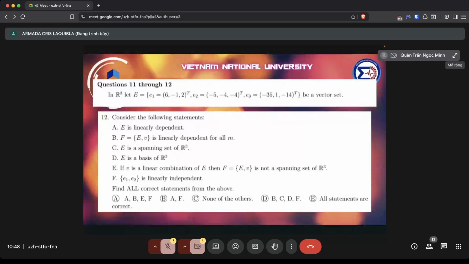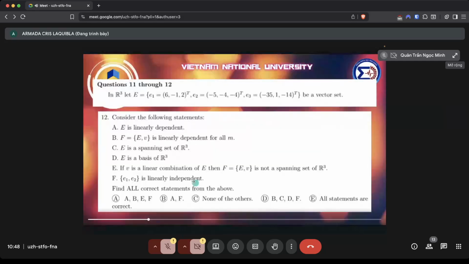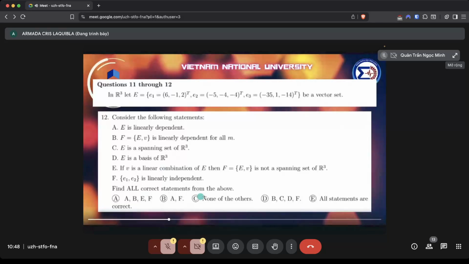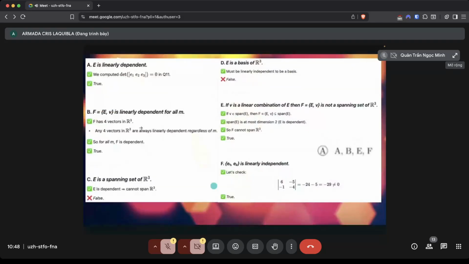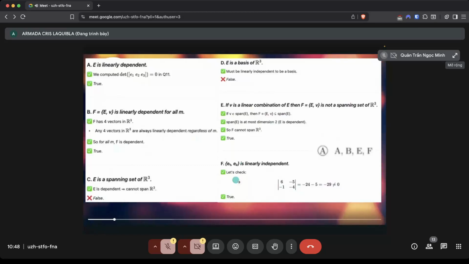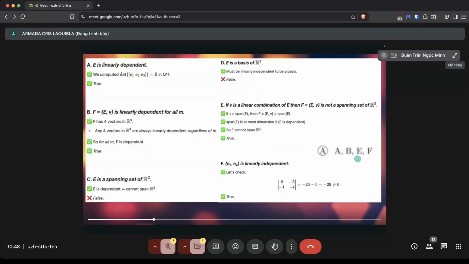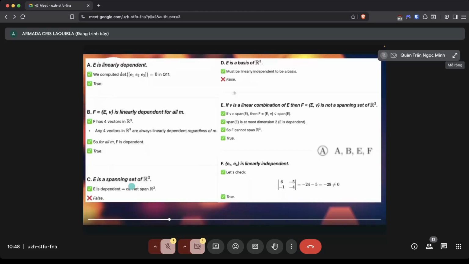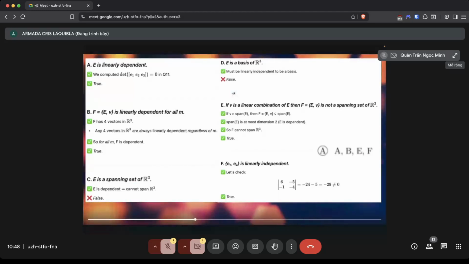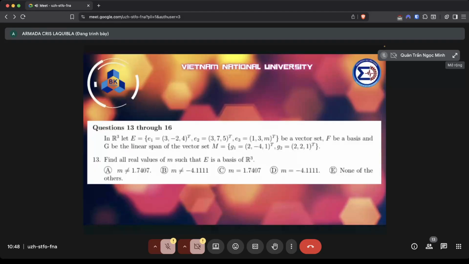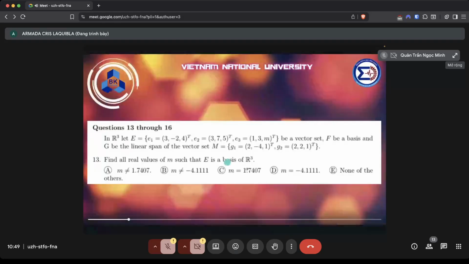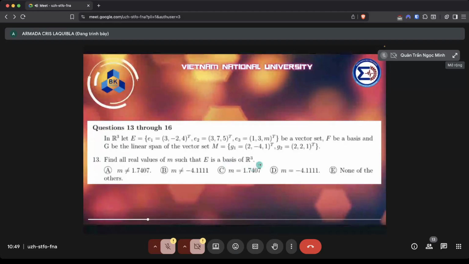Next, we have here number 12, following statements, and then you're going to find which is true or not. So only A, B, E, and F are true. So you pick letter A there. A, B, E, F. And we have some reasons there why D and C are false. Okay. 13. Find all values of M such that E is a basis of R3.